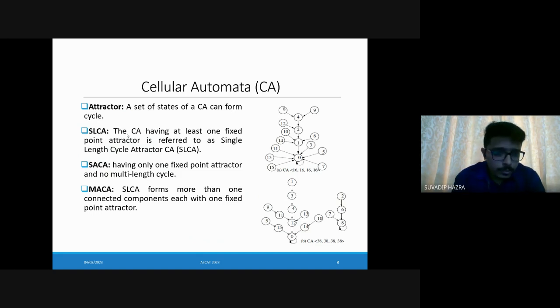One special class of SLCA is SACA, where there is only one fixed-point attractor and there should not be any multi-length attractor. So a uniform CA with rule 16 is an example of SACA. And if there is more than one fixed-point attractor, it is known as MACA. So a uniform CA with rule 38 is an example of MACA. This is also an example of a TACA, because this particular rule creates two graphs, both having one fixed-point attractor.